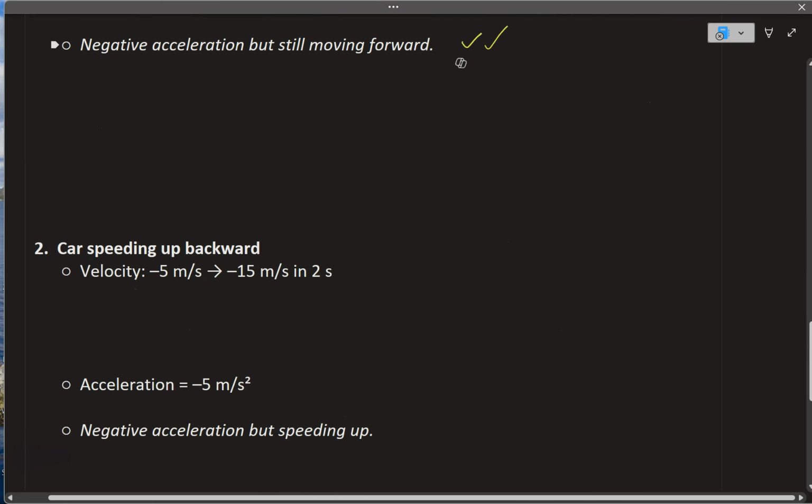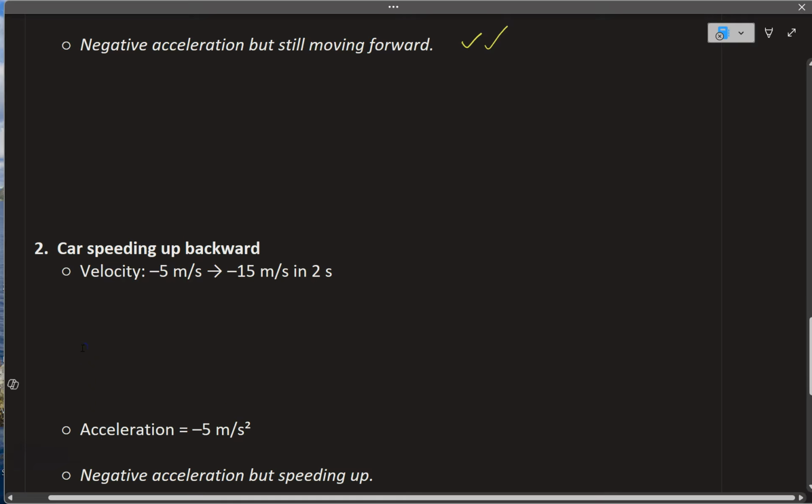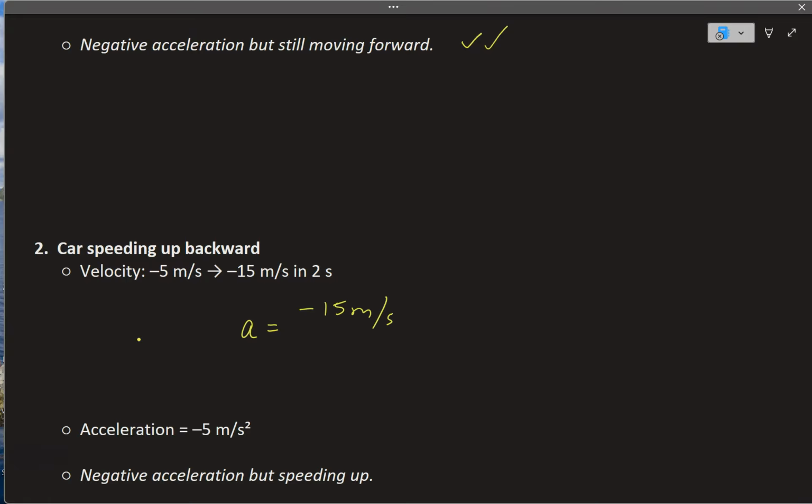Now, car speeding up backwards. This is a very good one. I did the example with my students as well. So here we want to know how the acceleration works, but notice that you're going backwards. So the acceleration, I'm going to write it up here. So we have minus 15 meters per second minus 5 meters per second.